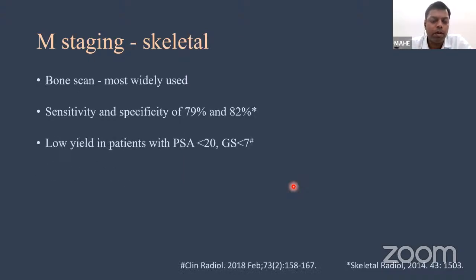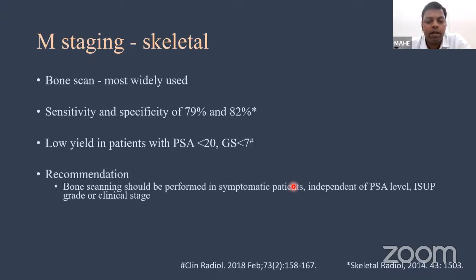However, these are important. The yield of bone scan, that is detecting metastasis, is low when the PSA level is less than 20 and the Gleason score is less than 7. Recommendation, as per the NCCN guidelines and other guidelines, bone scan should be performed only in symptomatic patients independent of the PSA level, ISUP grade, or clinical staging.